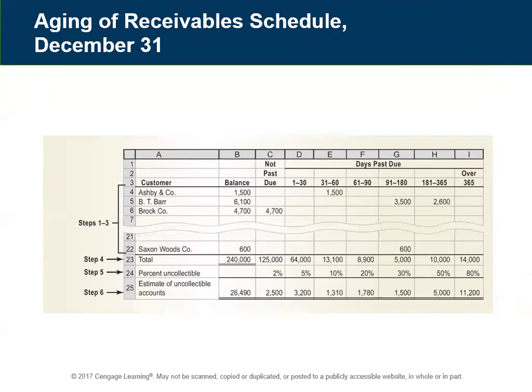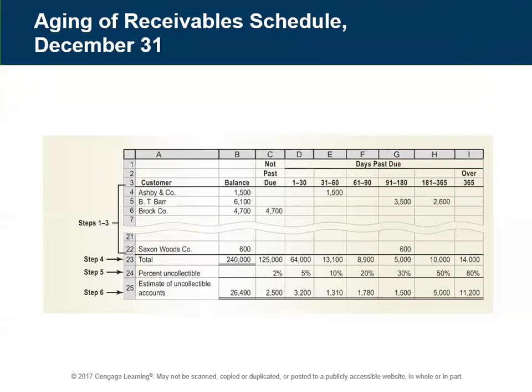Okay. And then as we go through, you know, we have $64,000 that's 1 to 30 days past due. Not a huge deal. Then thankfully our balances kind of go down, but we do have $14,000 due to us that's over a year past due. Again, the chances of collecting on that when it's over a year are very slim. So that's step 4, add up the totals in each category.